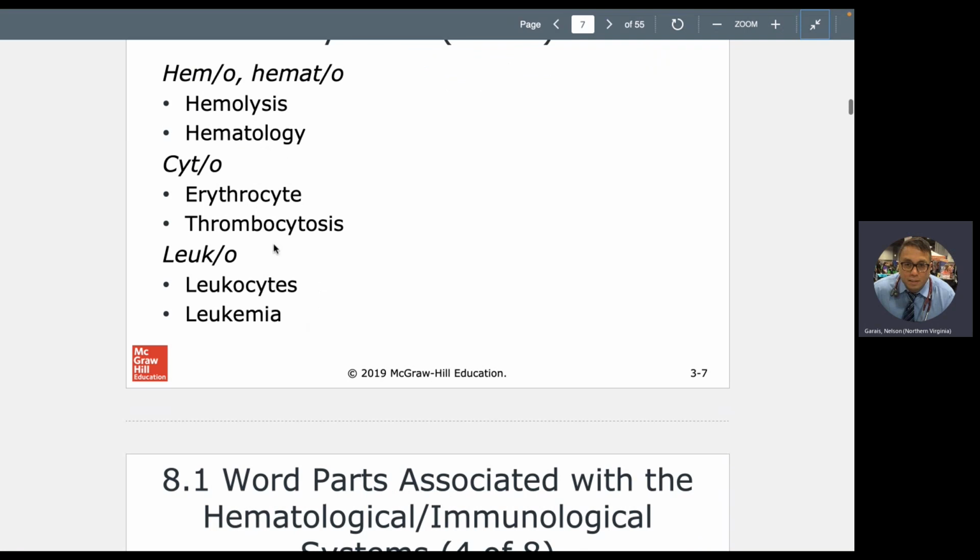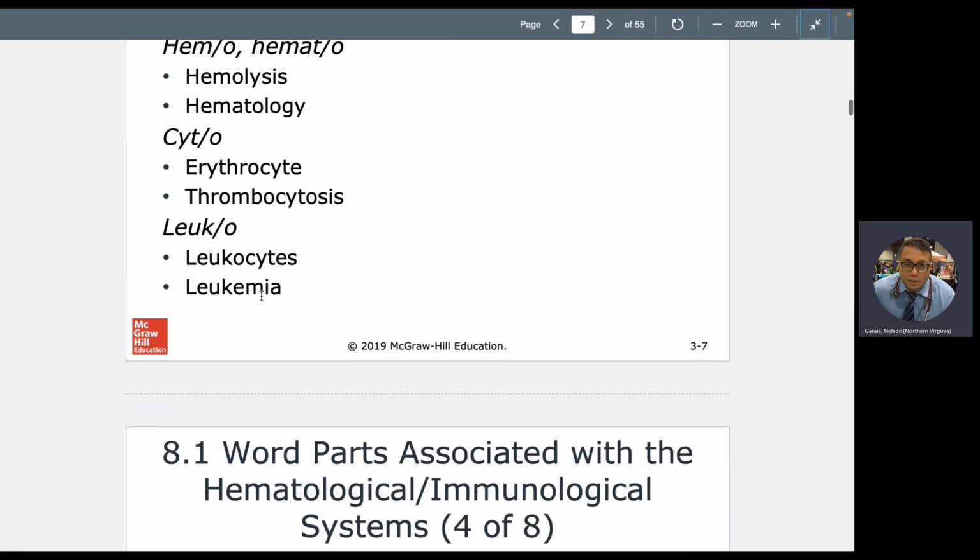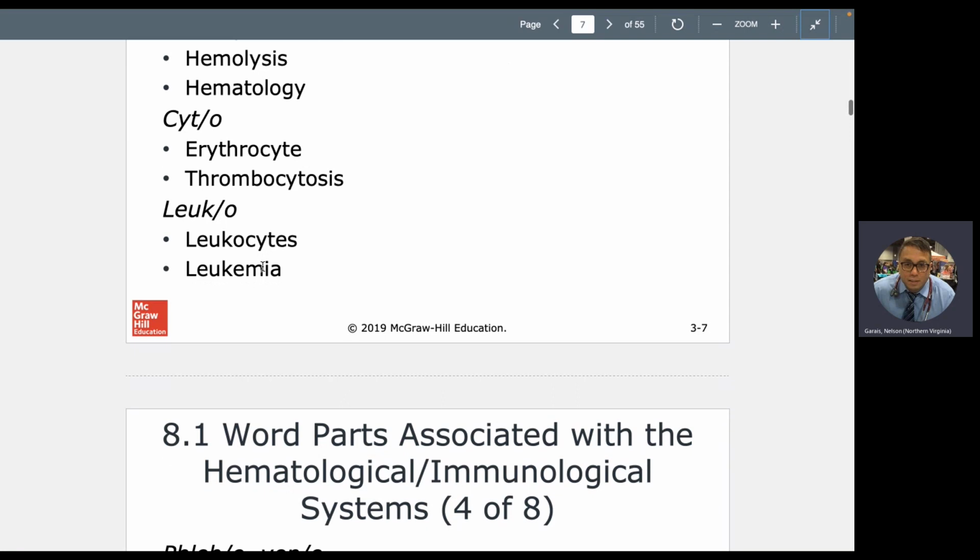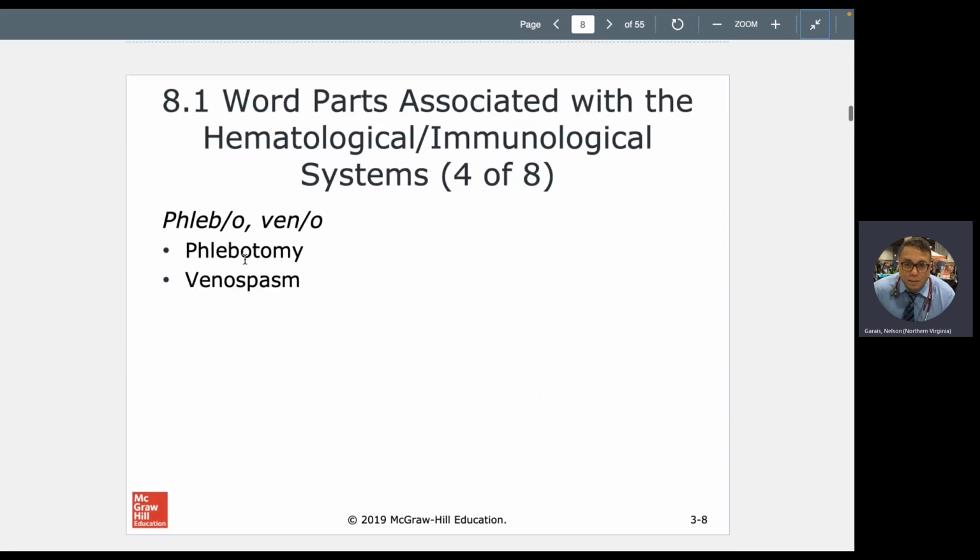We already went through the sites. Emia, blood condition of leuc, white blood cells. Leukocytes are, of course, white blood cells. Phlebotomy or venipuncture, which is tomy, to cut into phleb, vein. And venipuncture, what are we doing? We're puncturing a vein. And that's what we're doing when we get blood from your arm.